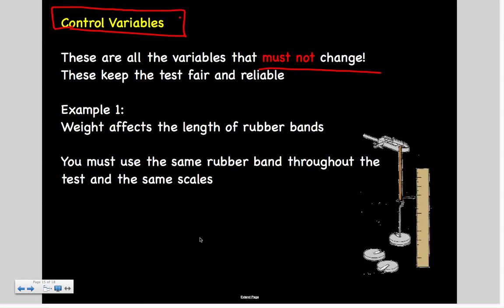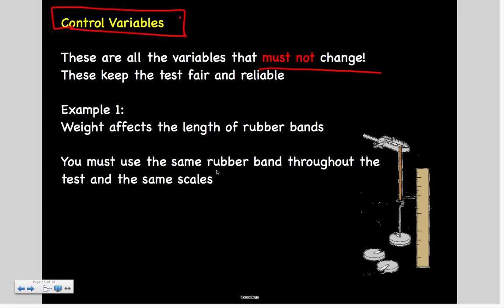Control variables. These are the things that can't change. No matter how much I want to, I cannot change them because this keeps the test fair and reliable. So that means that other scientists or other students can depend on my results. So the weights affecting the length of a rubber band, my first test, remember I controlled the weights. So the independent variable was the weights. The dependent variable was the amount of stretch or the length that it moved.